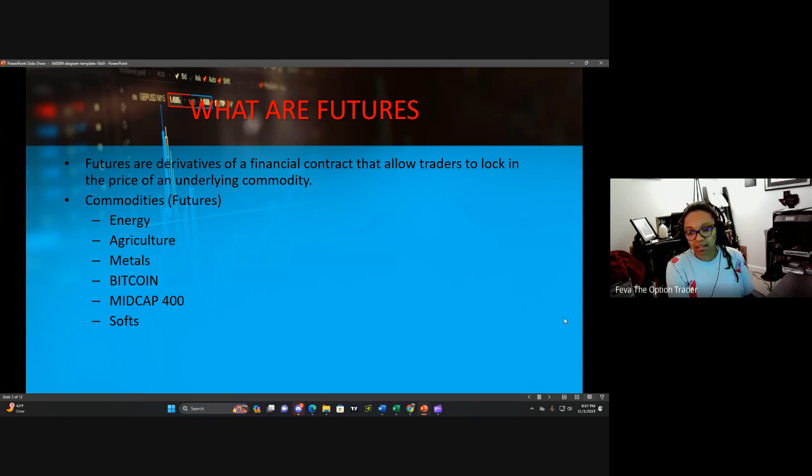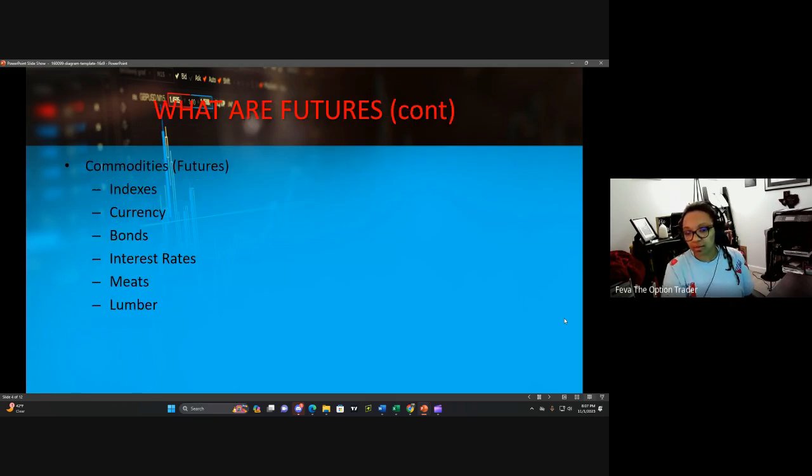There's over 600 different futures that you can trade, and I'm not going to go through all of them. You can also trade the indexes. That's mostly what everyone trades. You can trade currency, bonds, interest rate, beef, and lumber.